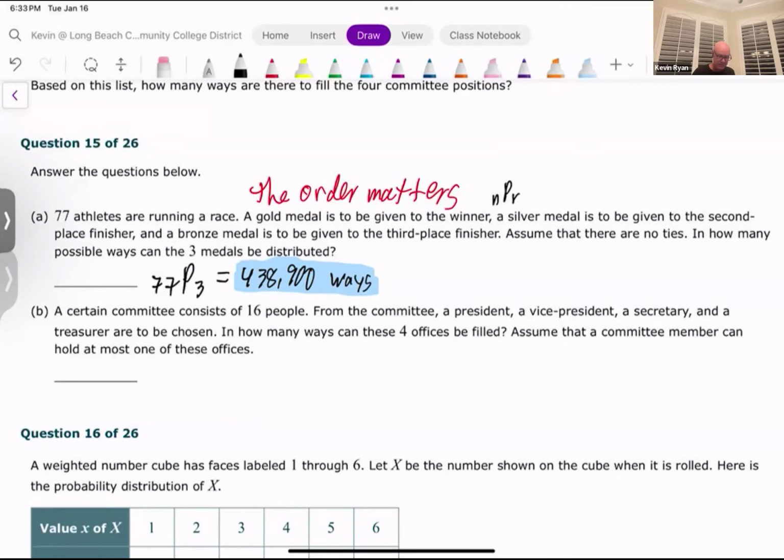Part B, a certain committee consists of 16 people. From the committee, a president, vice president, secretary, and treasurer are chosen. So again, the order is going to matter for this one. Now, I want to do a disclaimer. That doesn't mean on the test that they're both going to be permutation. It's possible they could both be combinations. It's possible one of them could be one of each. So this one just happens to be permutation. This is going to be 16 permutation 4.